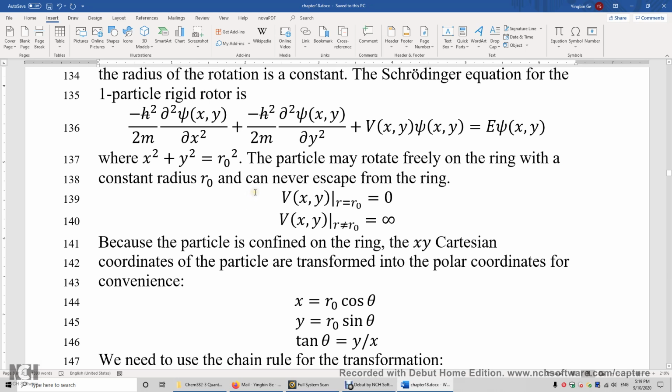That means the particle may rotate freely on the ring with a constant radius r naught. But this particle can never escape from the ring. So we say the potential energy is 0 if r is equal to r naught. The potential energy is infinity if r is different from r naught. So again, over here, this means x squared plus y squared is equal to r naught squared. And then the potential energy is 0.